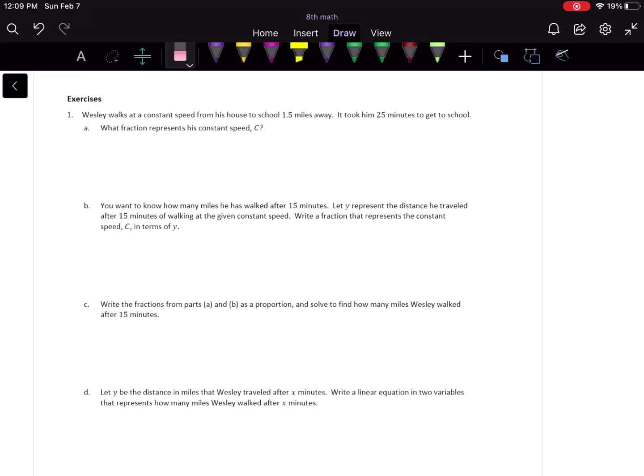Let's solve this example to connect back to our work on constant speed or constant rate of change that we studied last time. Wesley walks at a constant speed from his house to school, which is 1.5 miles away. It took him 25 minutes to get to school.